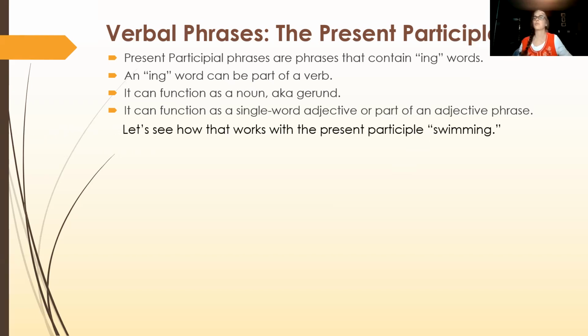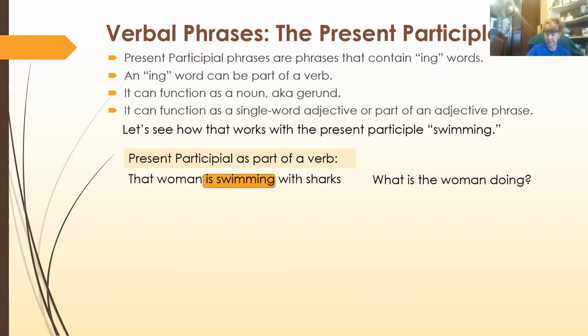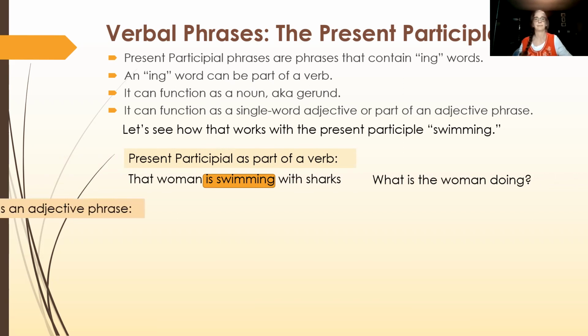Let's see how that works with the verb, with the gerund, and with the phrase. Let's look at it as part of a verb. That woman is swimming with sharks. What is the woman doing? Where's our verb? Is swimming. That's exactly right. Notice that swimming by itself cannot be a verb. It always has to have a form of be in front of it to complete its meaning and to give it a sense of time.